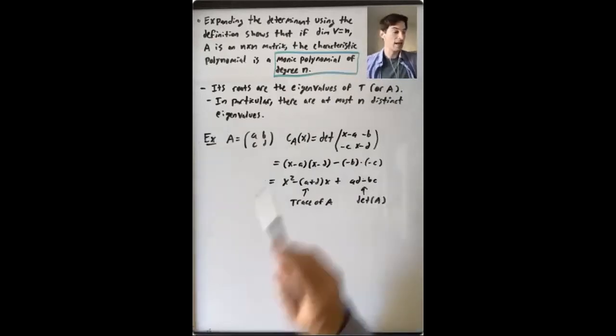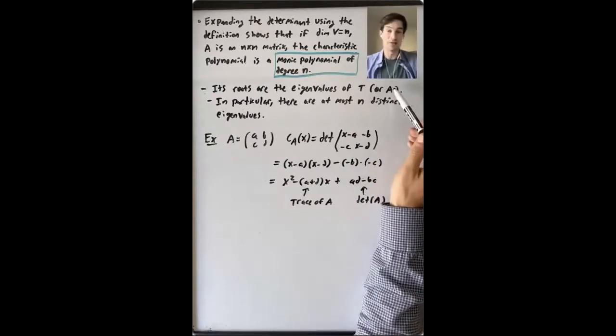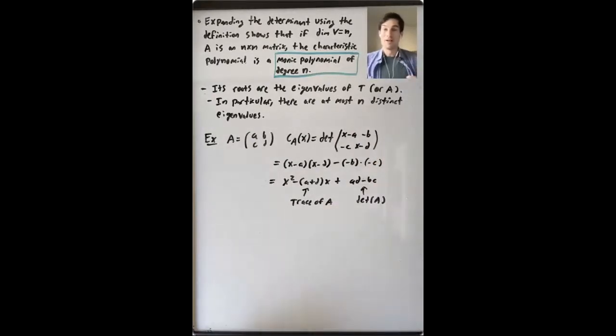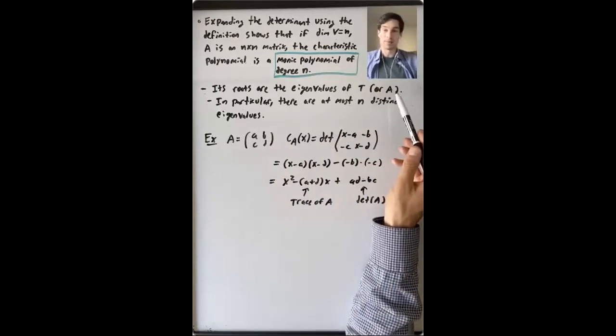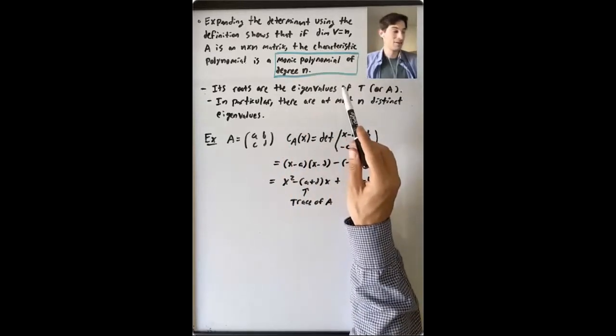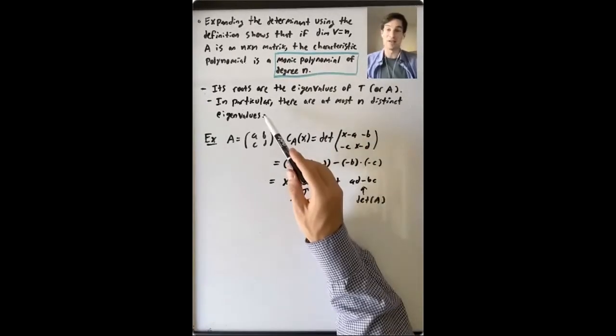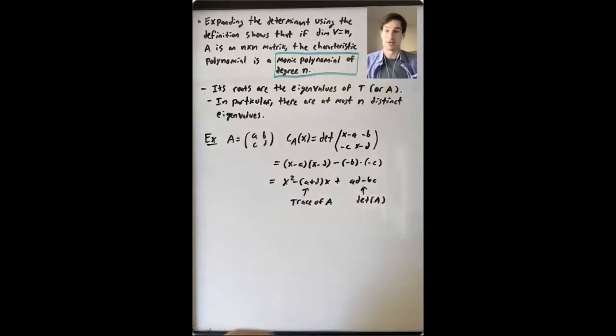What are its roots? Its roots are the eigenvalues of T, or in the case of a matrix, the eigenvalues of A. Well, why is that? You're looking for values so that the determinant of lambda times I minus T or A is 0. And this is one of the equivalent things that we saw in that last proposition. In particular, we have this monic polynomial of degree n, and its roots are the eigenvalues. So this polynomial has at most n distinct roots. So there are at most n distinct eigenvalues for T or for the matrix A.